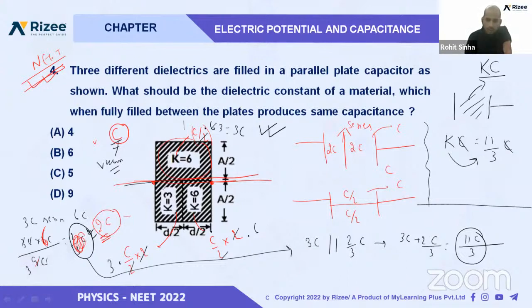Now we will do here like this: 3C and 2C parallel to each other. What will we get? C equivalent is equal to 5C. Then what will we do? Then we will replace here KC equal to 5C, and we will get K equal to 5. Okay, that was the mistake, and the answer will be 5.